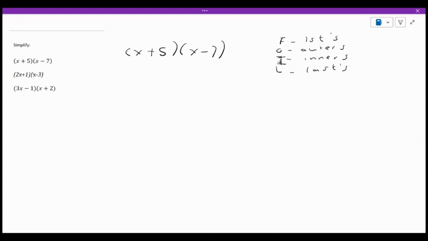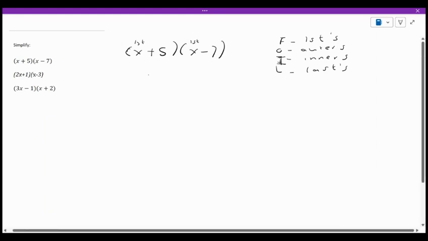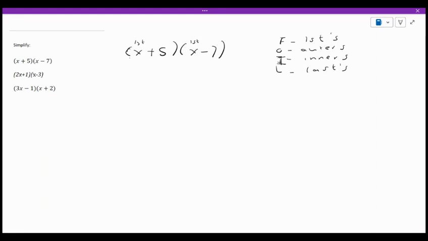Now we have x plus 5, x minus 7. Which one of these comes first with respect to their brackets? x comes first here and x also comes first in its respective bracket. So this one is the first, this one is also the first. Then we look at the outers. This one is on the outside, and minus 7 is also on the outside, so we're going to put an O underneath.